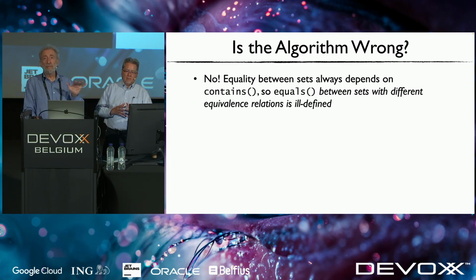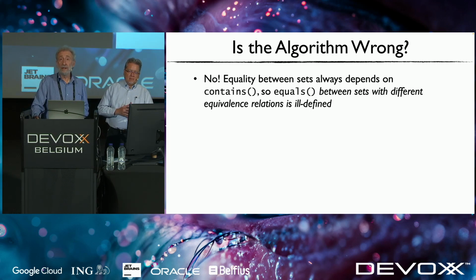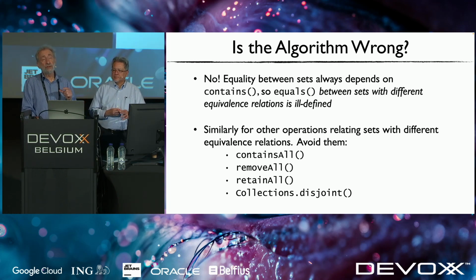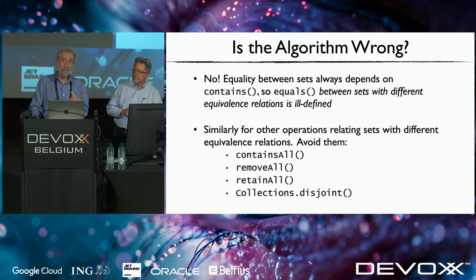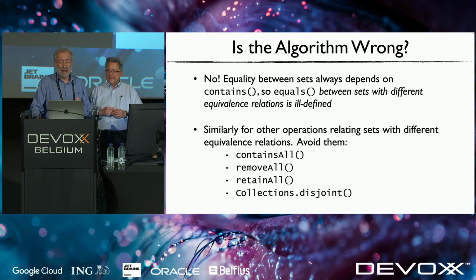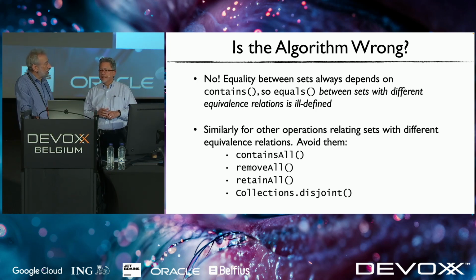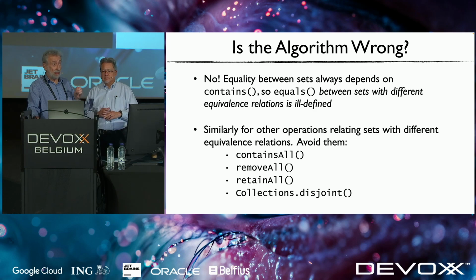And this problem spreads out into everything that depends on the equivalence relation. Operations that connect two different sets are always going to go wrong if the two sets have different equivalence relations. So containsAll, removeAll, retainAll, these connect sets, and they're not going to work properly. And Collections.disjoint as well, the disjoint method of the Collections class. And this is the behavior that those vague but ominous warnings in the documentation are designed to tell you about. Well, except they're not explicit. But this is what goes wrong.